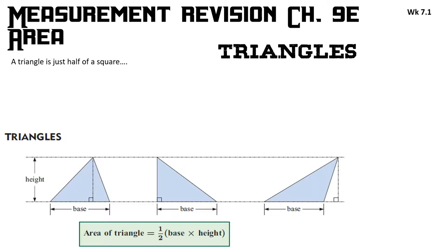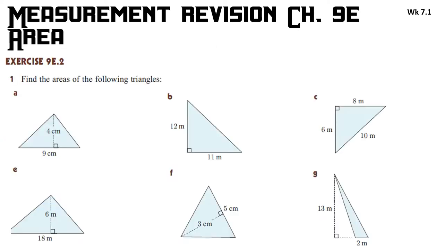Now that we've watched that video, this is just a recap. So the area of a triangle, as we talked about, is just half of the base times height because of the relationship between a triangle and a square, where a triangle is just half of the square.